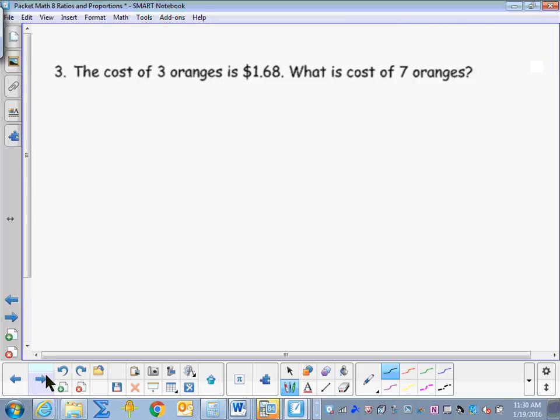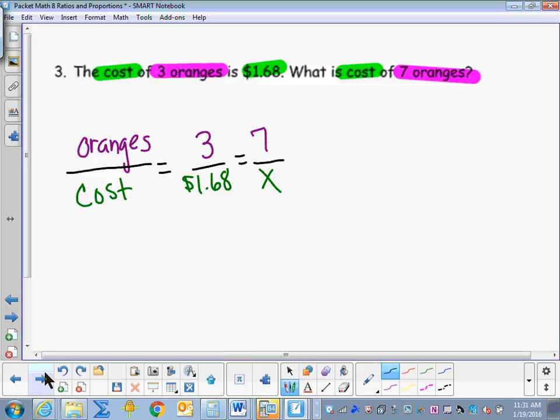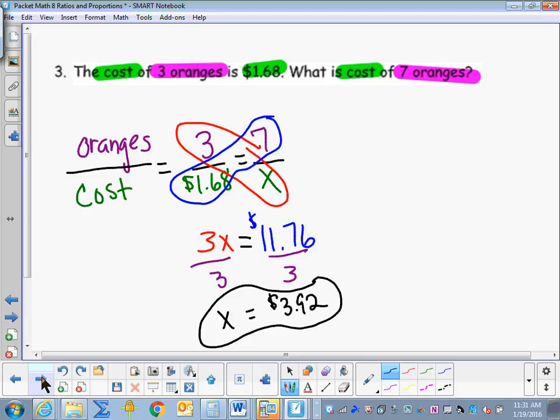Number 3, the cost of 3 oranges is $1.68. What is the cost of 7 oranges? So go ahead and set up your proportion and solve. So I compared oranges to the cost. So 3 to 1.68 is equal to 7 over x. I cross-multiplied and found x, or the cost of 7 oranges, to be $3.92.